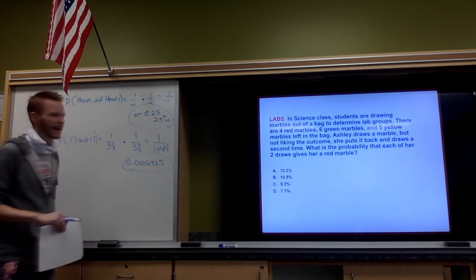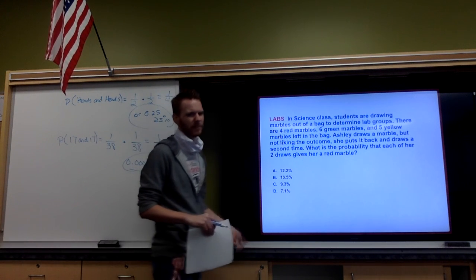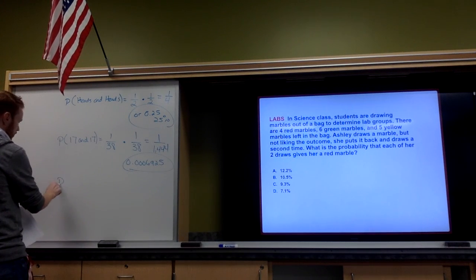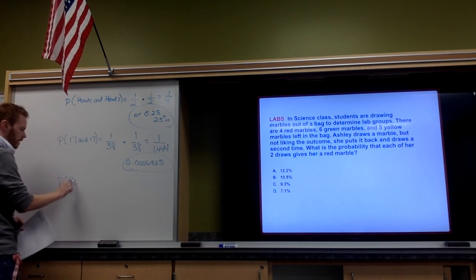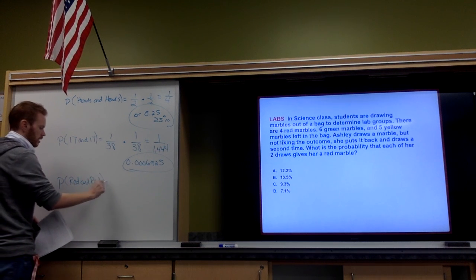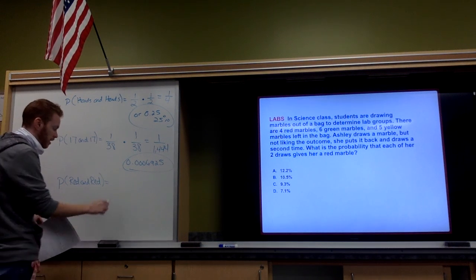Well, that'd be a lot of bad luck, right? You don't want red. You pick it the first time. Nope, put it back, pick it again. Okay? What are the odds of that happening? So, once again, we use notation, probability of red and red. Okay? So, now we plug in the probabilities.